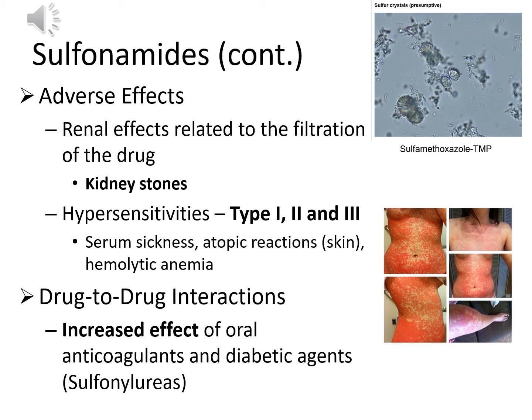A very common side effect are drug allergies. In fact, it's estimated that about 3 to 6% of the general population is allergic to sulfonamides. And these can be a type 1, type 2, or type 3 reaction. And so all the way from atopic skin reactions, which we're seeing on the right-hand picture over there, or even anaphylaxis, which both of those would be our type 1 reactions, to hemolytic anemia, which is a type 2 cytotoxic reaction, or serum sickness, which would be a type 3 hypersensitivity.